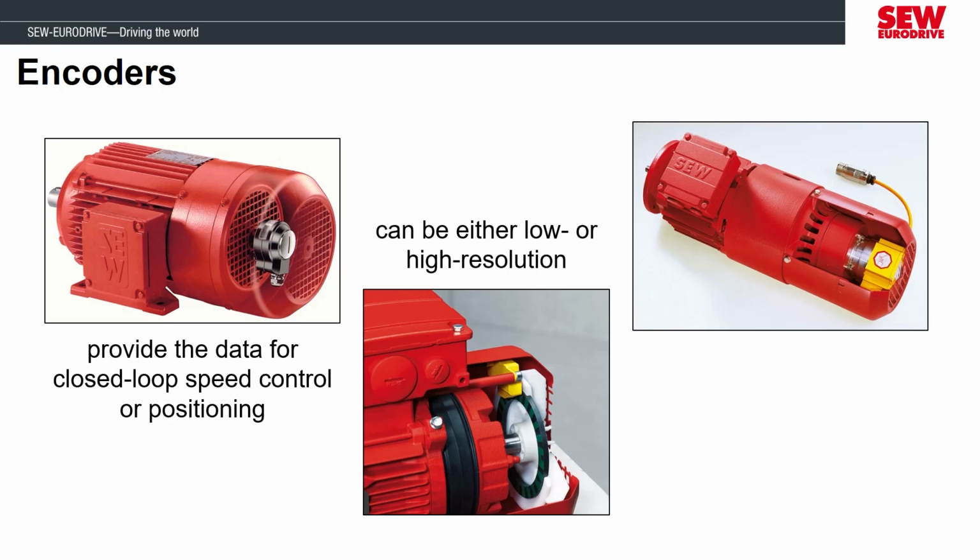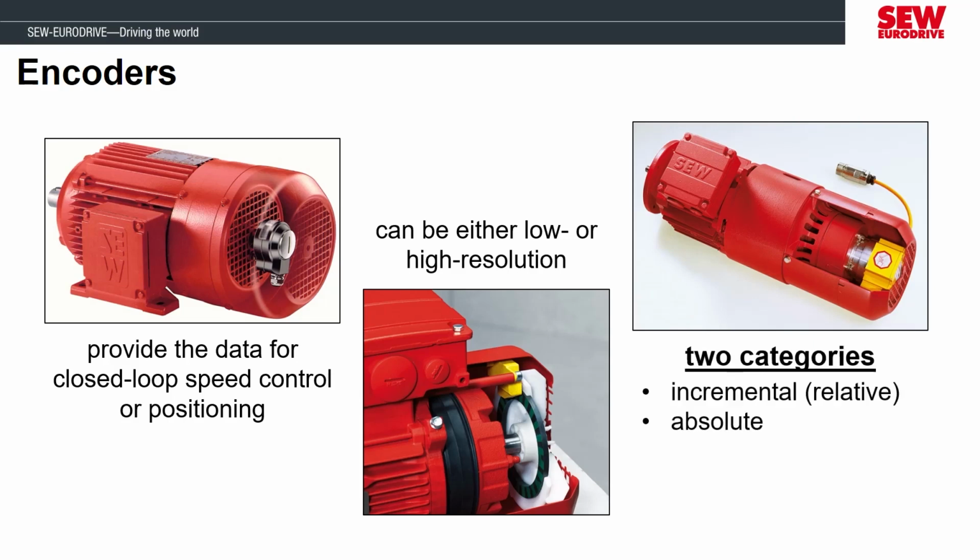There are two categories of encoders out there that we offer for our motors. We can summarize all of the encoders we offer into either incremental or absolute, which we'll get into more detail next.